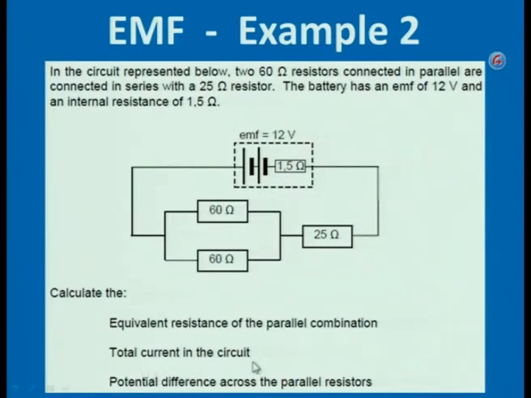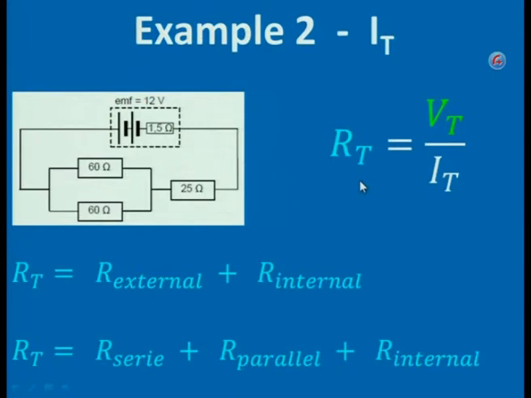Now let's look at the second part of the question. Total current in the circuit. That means the current that flows here through that 25 ohm resistor before it splits up there. So, if you go to Ohm's law, it's R equal to V over I. But we need the total resistance. We've just calculated the resistance in parallel, but we also need the resistance in series, which is 25 ohms, and also the internal resistance, which is 1.5 ohms. Don't forget that little one.